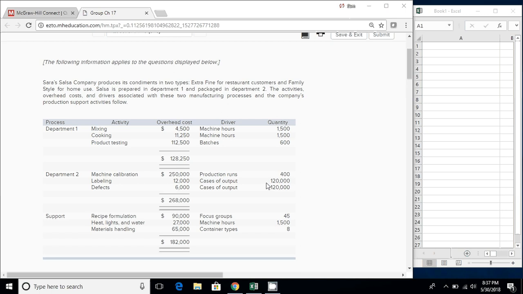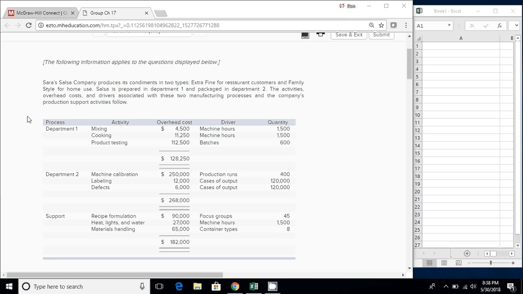All right, let's see if we can knock out this group work for Chapter 17. Again, we're talking about activity-based costing. And in activity-based costing, we try to find activities that share like drivers and then put them into activity pools so that we don't have to apply so many activity rates.